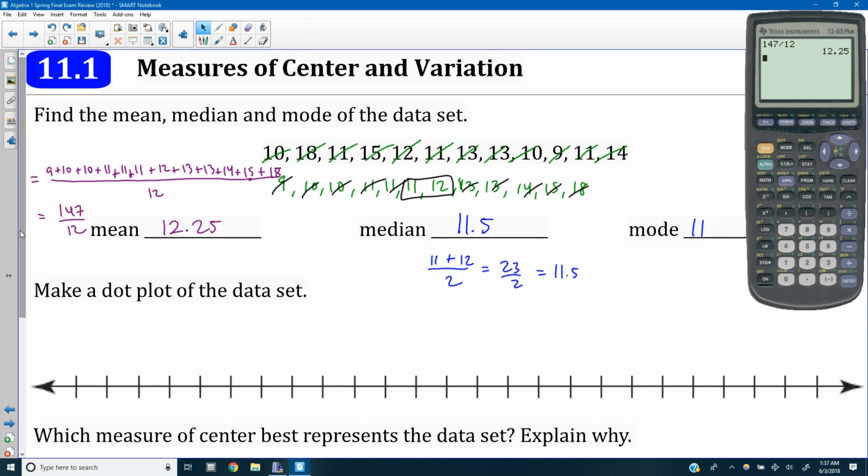Okay, now they ask you to make a dot plot of the data set, and a dot plot is just really having a number line, labeling it, and stacking dots on top of each other based on the frequency of the value's appearances. Now, the numbers range from 9 to 18, which means as long as I can fit those values in on here, I'm pretty good.